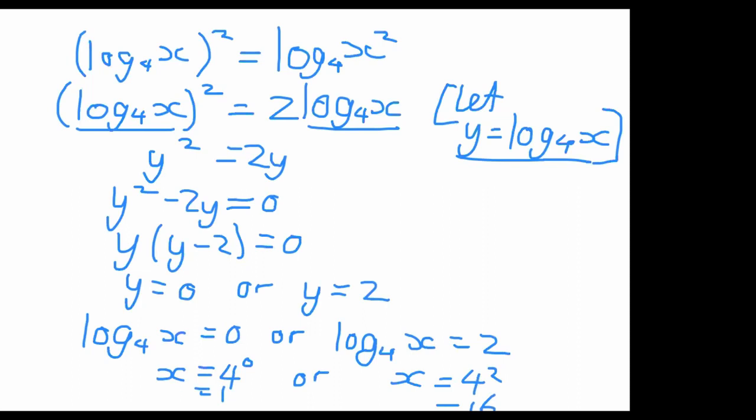Now, the question asks, what is the sum of the two solutions? So the sum is going to be 1 plus 16, which is 17. So our final answer for this question is 17.